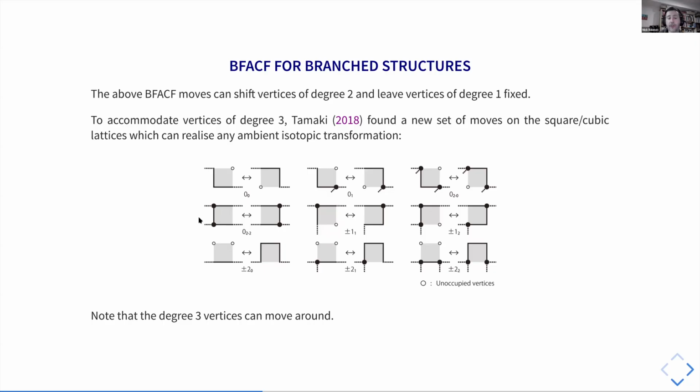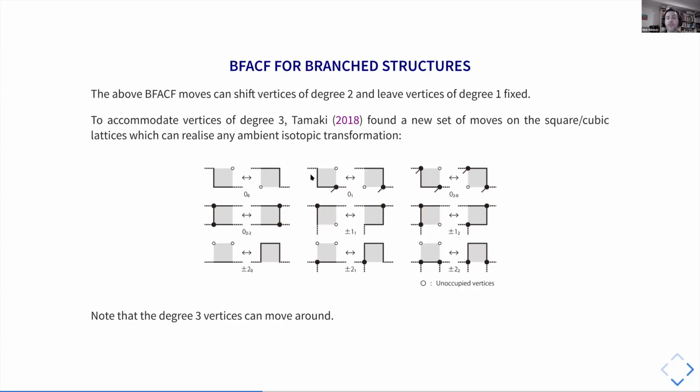And so that's a neutral move. It doesn't change the length. But now here, I've also got this move, which shifts one vertex of degree 3 along, or I can do the same thing when there's another vertex like there. And so now we've got this set of moves which can shift around these vertices of degree 3. And these moves are enough to realize any ambient isotopic transformation. So again, in 3 dimensions, I've got these ergodicity classes, and the ergodicity classes are now the knotted spatial graph types.